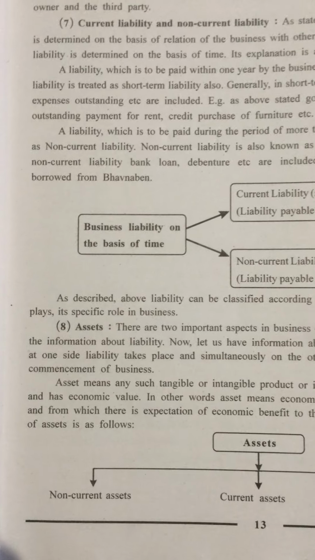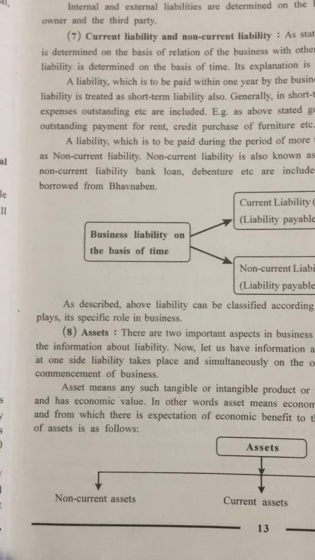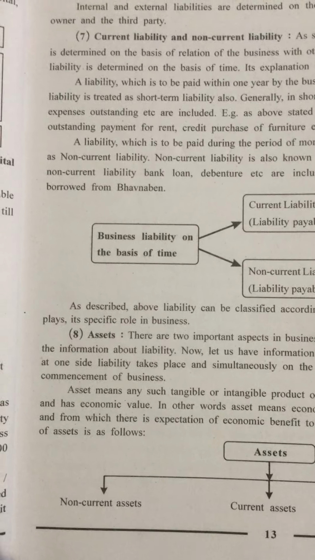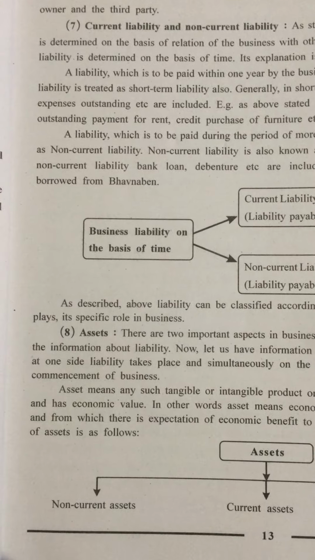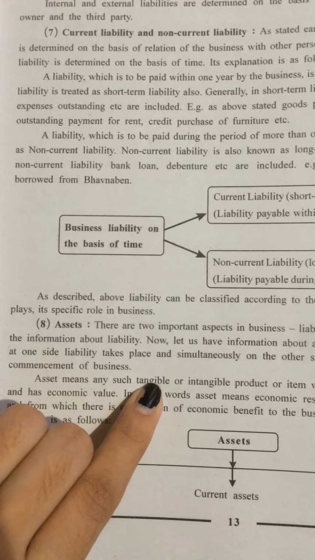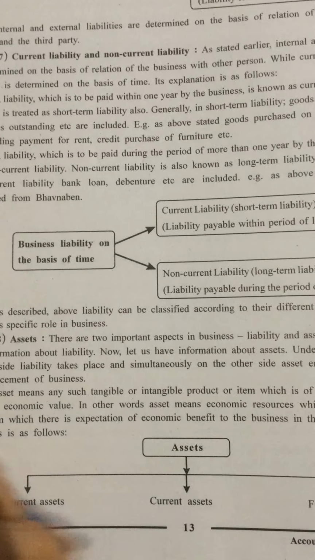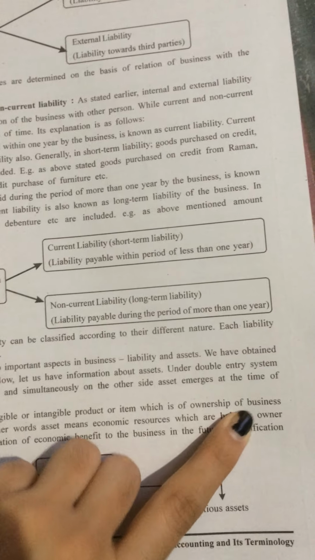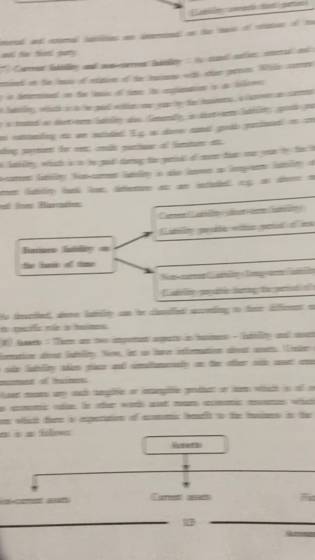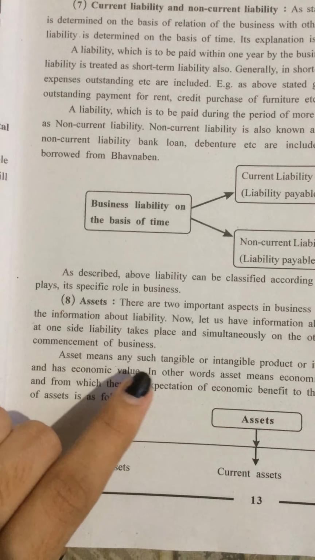Economic value means it has a profitable value; by selling them the business can earn a profit. So an asset means any such tangible or intangible product or item which is owned by the business and has economic value, meaning it has a money value.